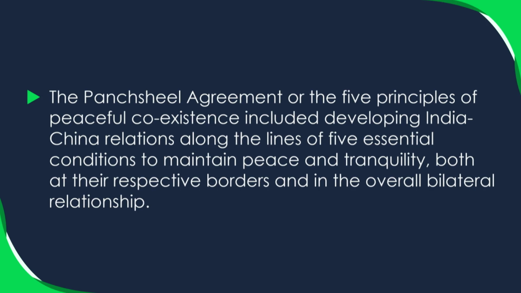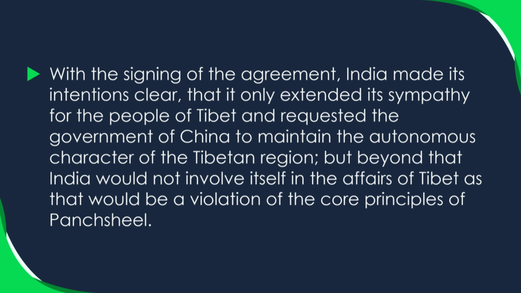The Panchsheel Agreement, or the 5 principles of peaceful coexistence, included developing India-China relations along the lines of 5 essential conditions to maintain peace and tranquility both at their respective borders and in the overall bilateral relationship. With the signing of the agreement, India made its intentions clear that it only extended its sympathy for the people of Tibet and requested the government of China to maintain the autonomous character of the Tibetan region, but beyond that, India would not involve itself in the affairs of Tibet, as that would be a violation of the core principles of Panchsheel. Meanwhile, the situation in Tibet continued to deteriorate.